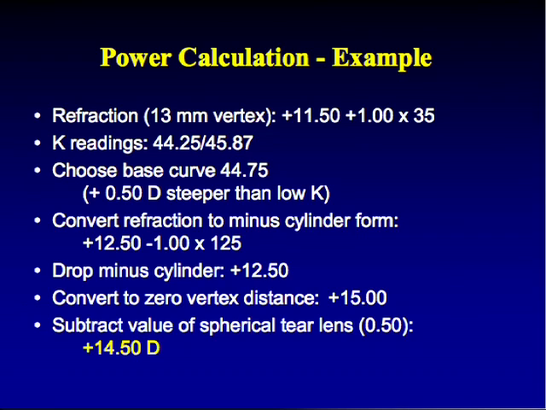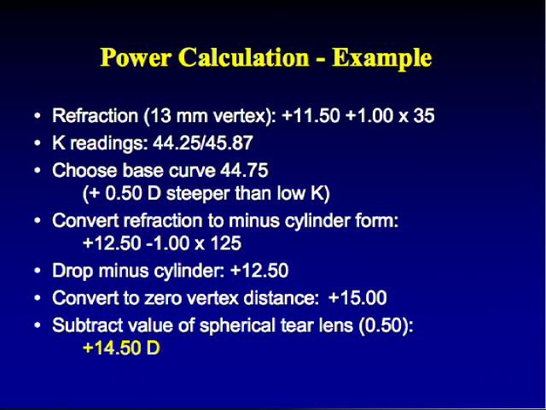Then you convert the refraction to minus cylinder form. So here's the plus cylinder form. New sphere is the old sphere plus the old cylinder, so 11.5 plus 1 is 12.5. New cylinder, same as the old cylinder, but with minus power. New axis, 90 degrees away from the old axis. Now we disregard the minus cylinder. Just throw that away, and so 12.5. So is 12.5 the power that we're going to need?